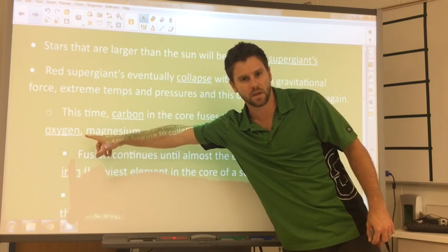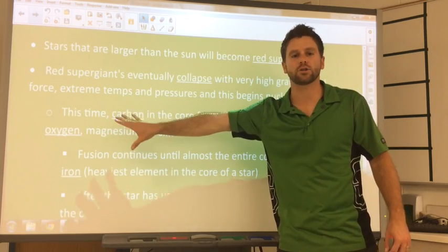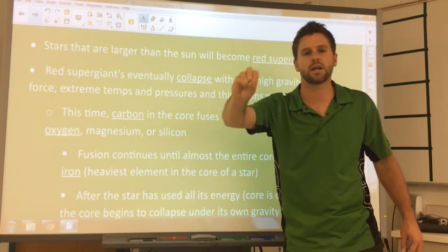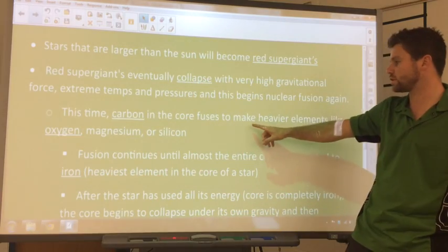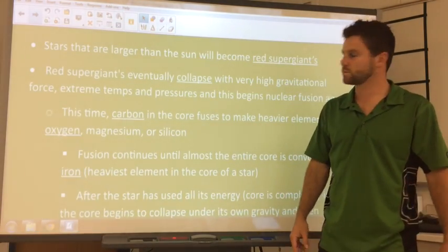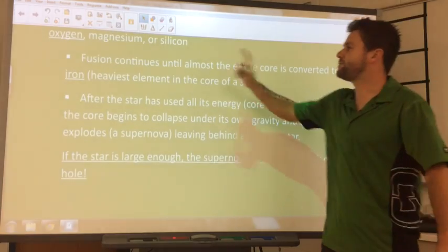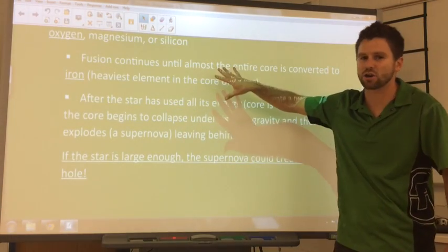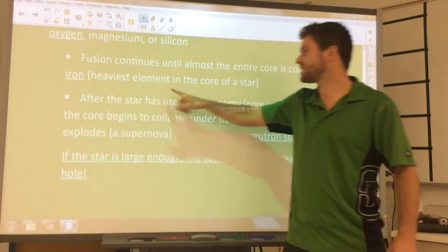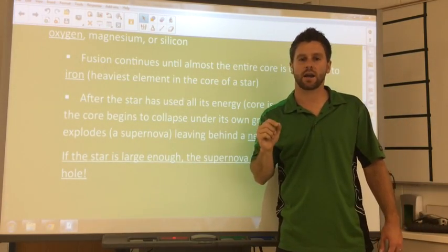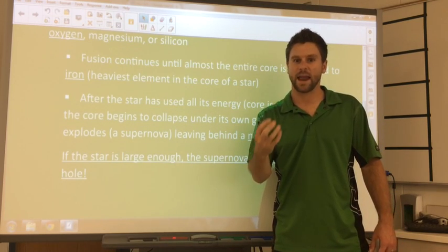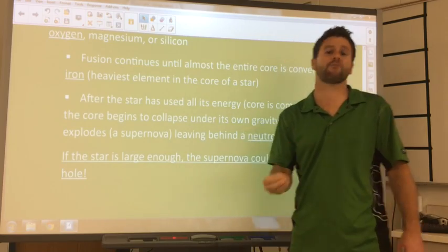This time, we have no hydrogen left. We've converted it into carbon. We've converted it into nitrogen and oxygen. Now we take carbon that's in the core and we make heavier elements like oxygen, magnesium, and silicon. Okay? Fusion continues until almost the entire core is converted into iron. That's the heaviest element that a core in a star can have. Once the core is iron, it stops nuclear fusion because it's the most dense that it can ever be.